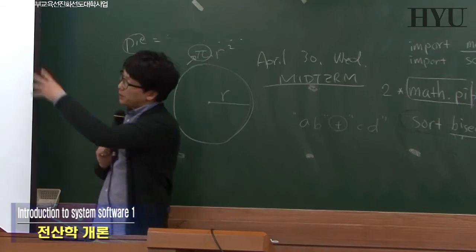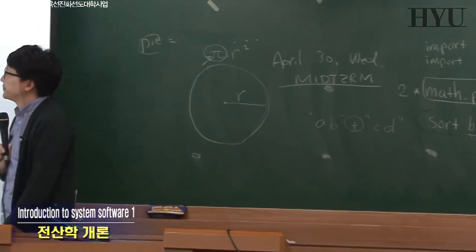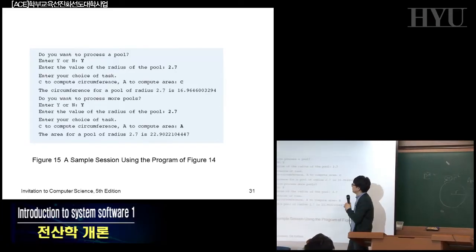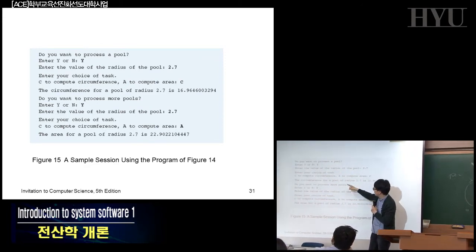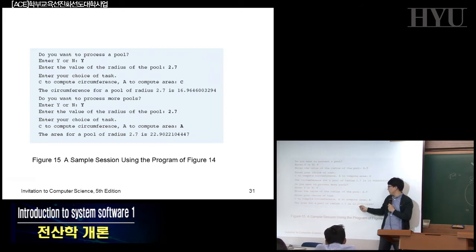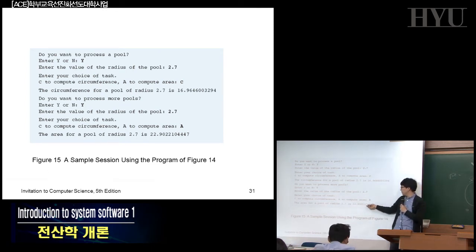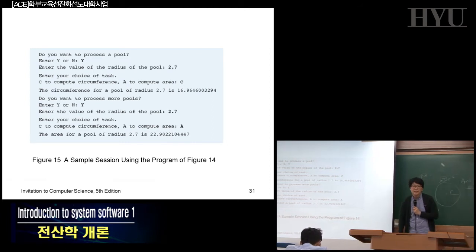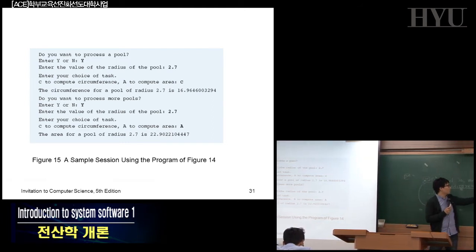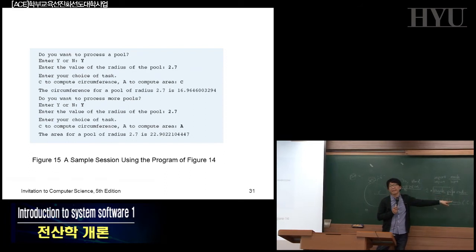And then if you run the program, this is the output. They ask questions. If I put yes, they do this. Ask for a value somewhere around here, 2.7. This is user input, and they will probably give you the value like this. Area of a pool of a radius 2.7 is 22.90222 something. 그렇죠? These types of values are possible because you are using the value from math.pi.